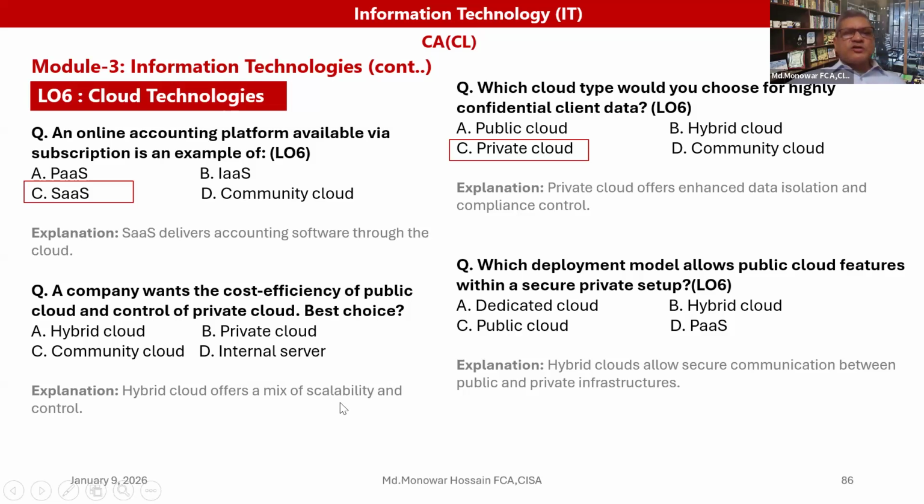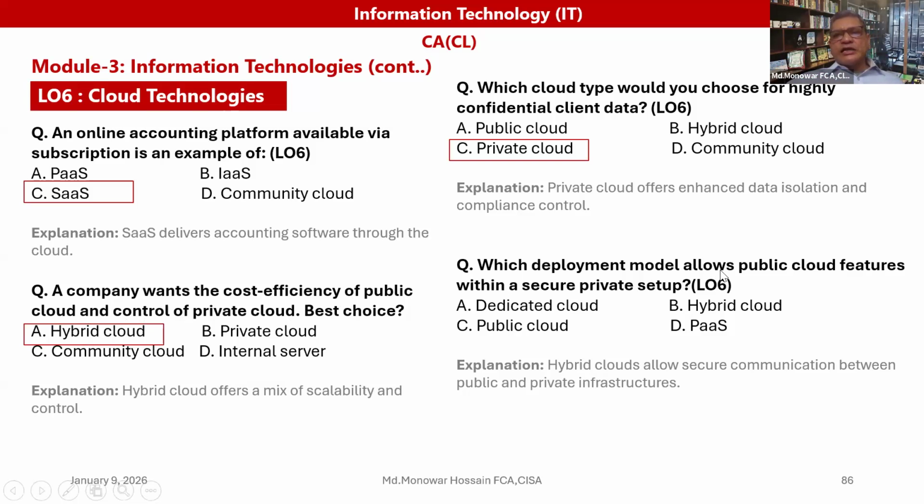A company wants the cost efficiency of public cloud and the control of private cloud. The best choice is hybrid cloud, so here both private and public. Hybrid cloud offers a mix of scalability and control. Answer A.